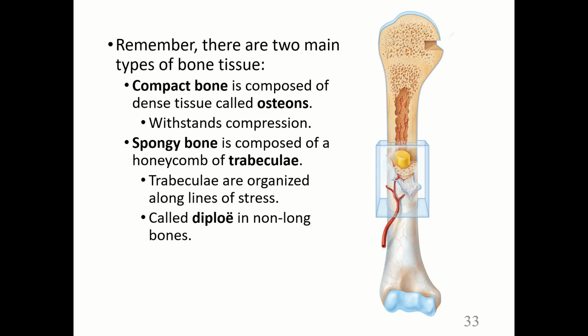Remember, there are 2 main types of bone tissue, compact bone and spongy bone. So let's review those once more. Compact bone is composed of dense tissue called osteons. The osteons withstand compression. These are the ones that are built as long, tall cylinders that resemble tree trunks. Spongy bone is composed of a honeycomb of trabecula. Trabecula are organized along lines of stress. They are called diploe in non-long bones, so short bones, flat bones, and irregular bones.